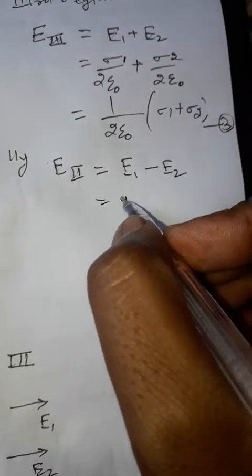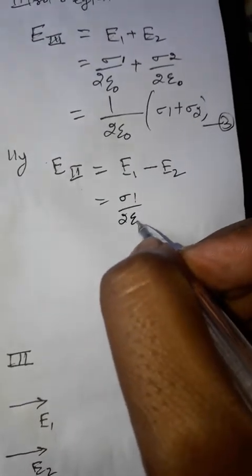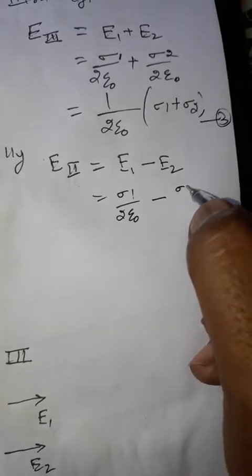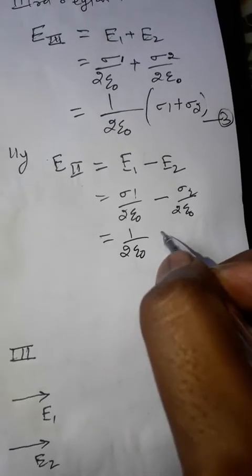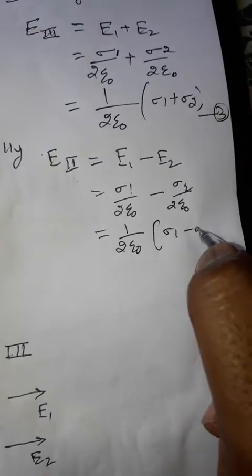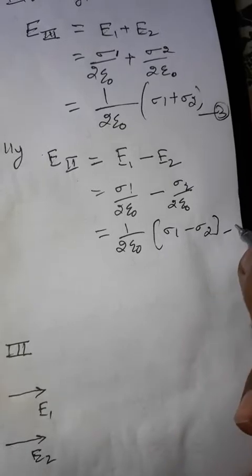So here it is sigma 1 upon 2 epsilon naught minus sigma 2 upon 2 epsilon naught, which should be equal to 1 by 2 epsilon naught into (sigma 1 minus sigma 2). Say, equation 4.